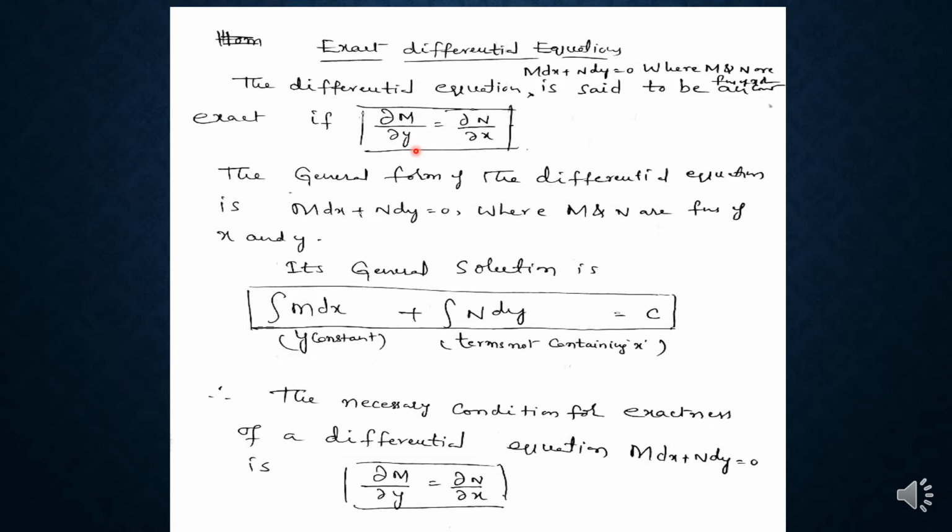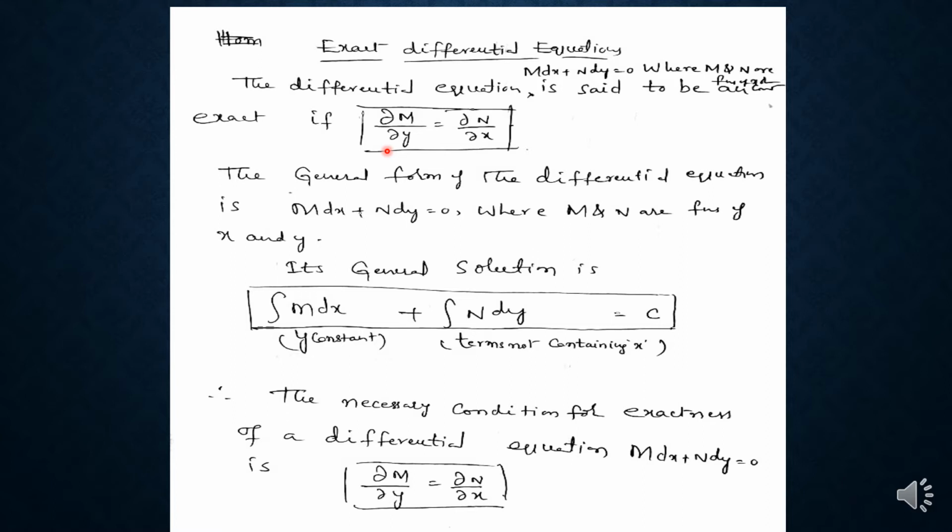Here ∂M/∂y means the partial derivative of M with respect to y, and ∂N/∂x is the partial derivative of N with respect to x. So the general form of the differential equation is M dx plus N dy is equal to 0, where M and N are functions of x and y, and it satisfies the condition ∂M/∂y is equal to ∂N/∂x. Then it is called an exact differential equation.